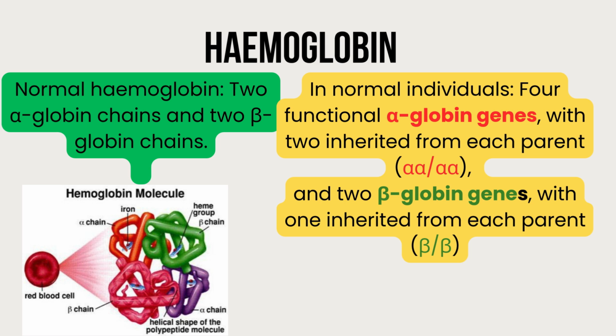There are also 2 beta globin genes, with one inherited from each parent, giving the normal pattern written as beta/beta. When all these genes function properly, the body produces normal adult hemoglobin, known as hemoglobin A, which is essential for carrying oxygen throughout the body.